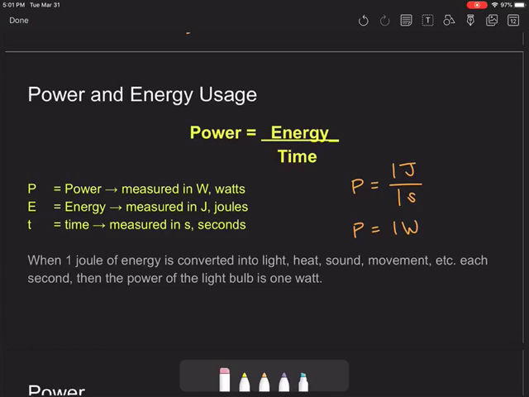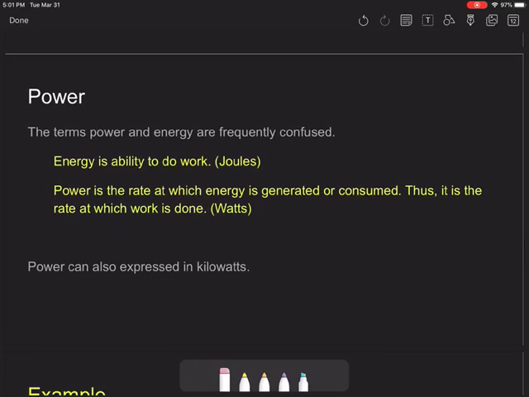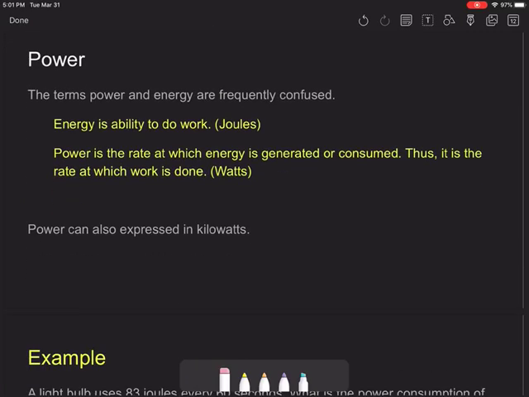Okay. So we are going to look at the words energy and power a little bit more, because in everyday English, we often use power and energy interchangeably, but they don't actually mean the same thing. Okay. So energy is the ability to do work.